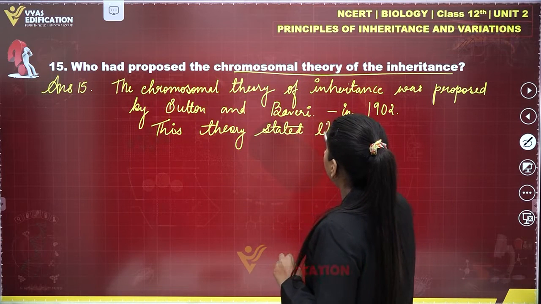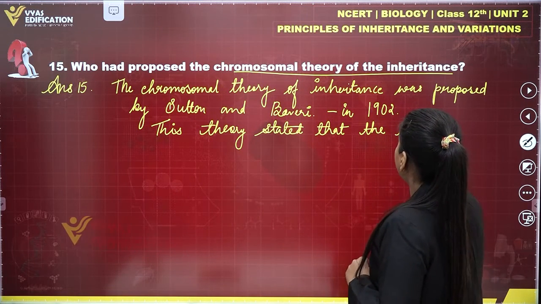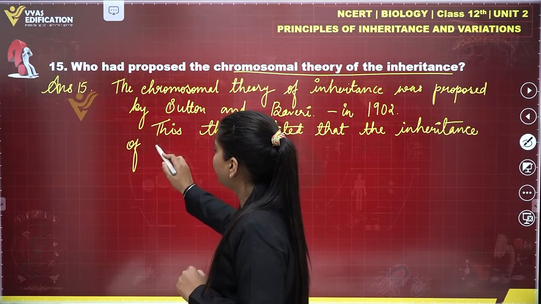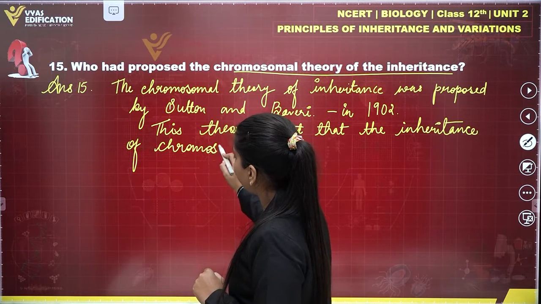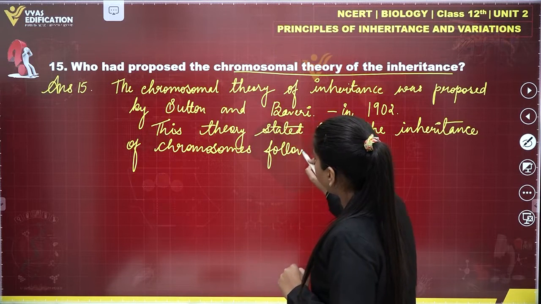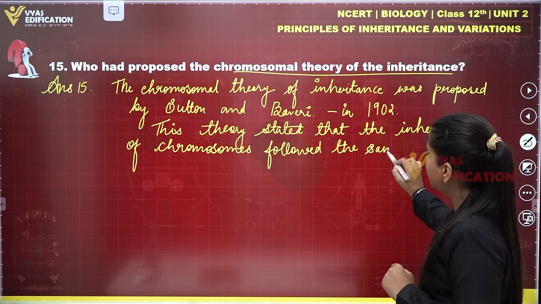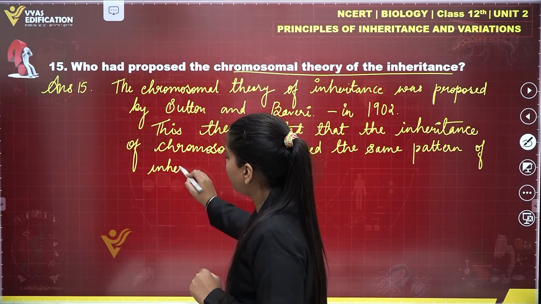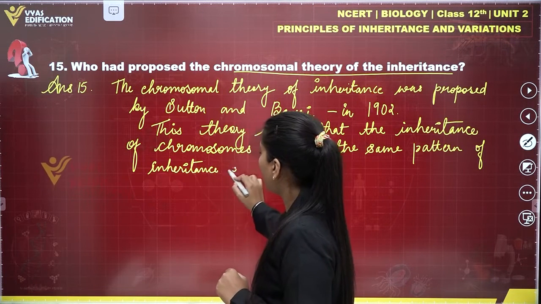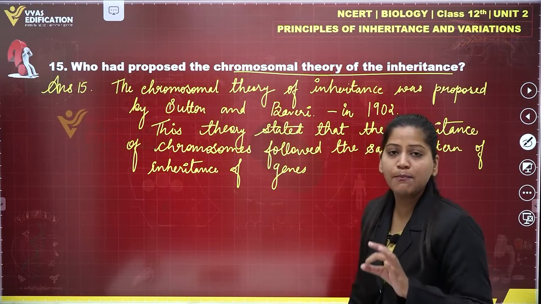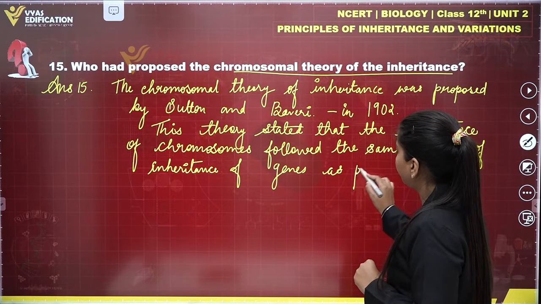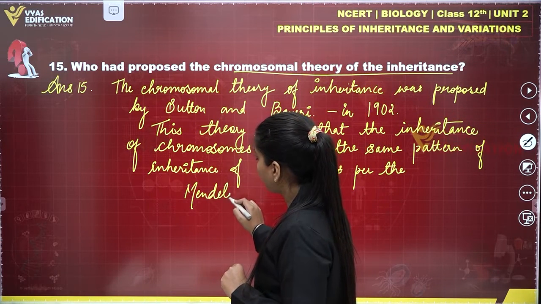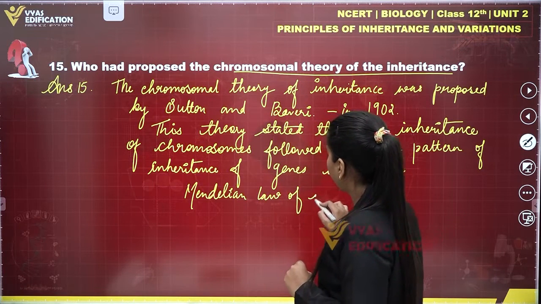this theory stated that the inheritance of chromosomes followed the same pattern of inheritance of genes as per the Mendelian law of inheritance.